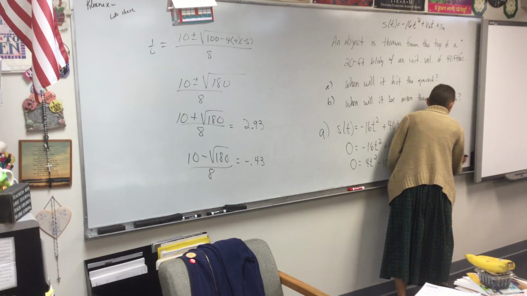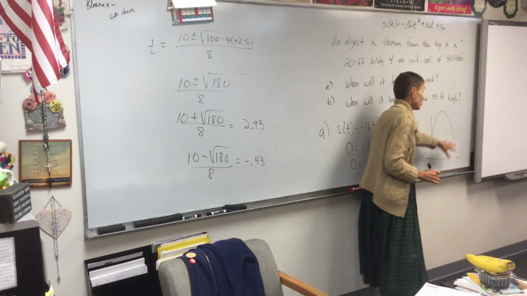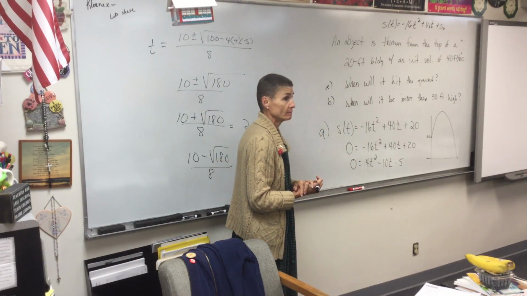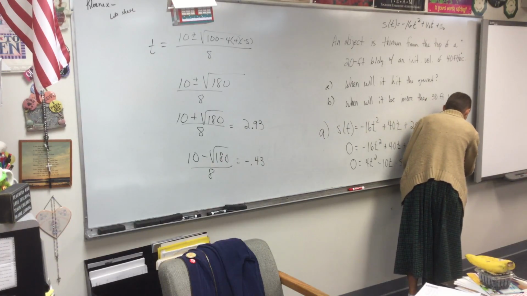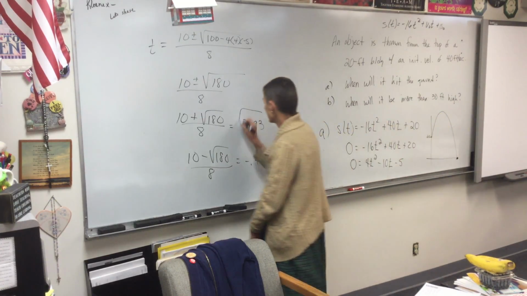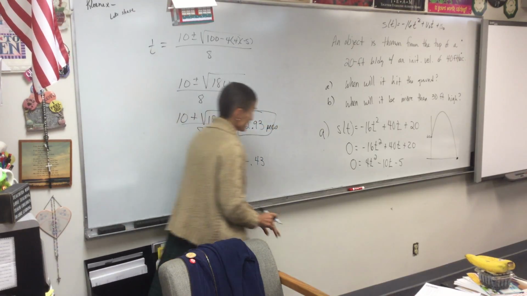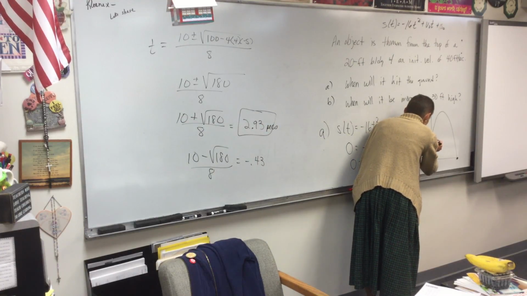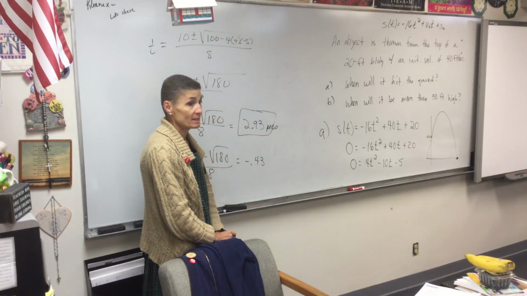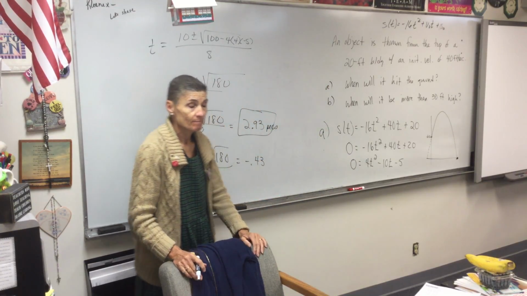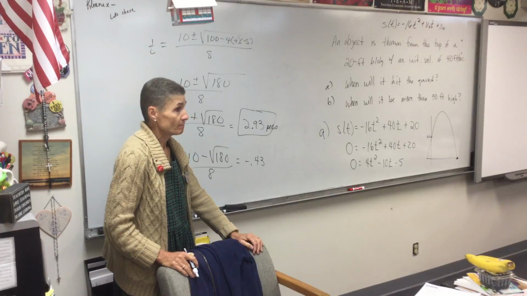Here's a picture of the situation. We're throwing it from 20 feet above the ground. Would you agree with that? This is where it's hitting the ground. So my answer is 2.93 seconds. The negative is this other point back here. But in terms of the problem, it doesn't make any sense. Mathematically, it makes sense, but in terms of the application, it does not. Everybody okay with that?